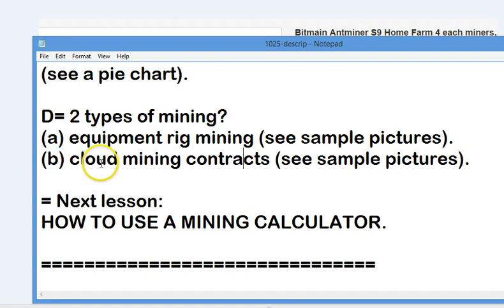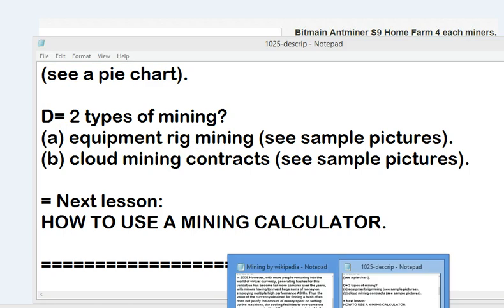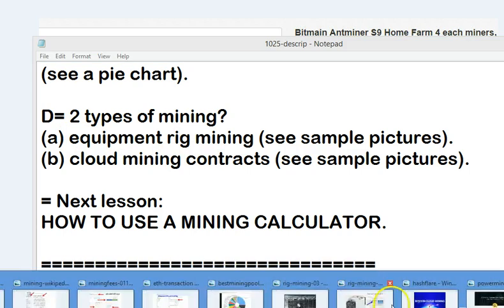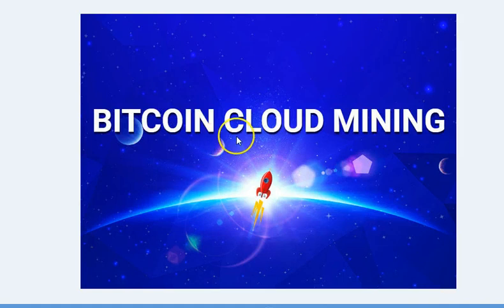Okay, so this is available for individual folks like you and me, and it can be very profitable. We'll talk some more about that in the next lesson, which is how to use a mining calculator. So those are the two types of mining, again: equipment rig mining and cloud mining contracts. And let's see here what else I have for you guys. Bitcoin cloud mining, we'll talk about that in our next video.